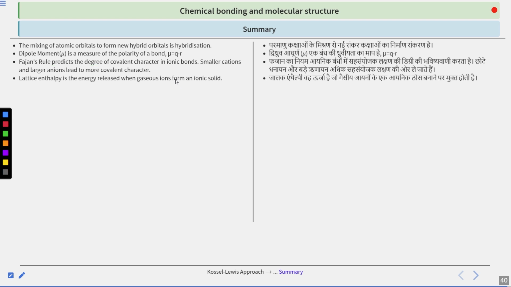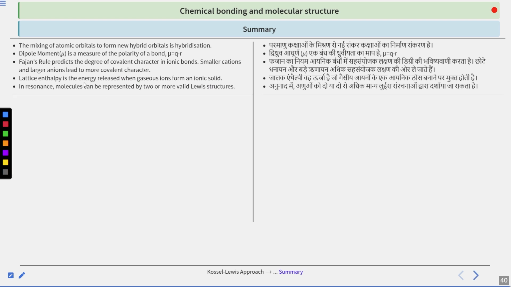Lattice enthalpy is the energy released when gaseous ions form an ionic solid. Suppose you take gaseous Na plus and gaseous Cl minus and combine them, then some energy is released due to the attractive interaction, and that is called your lattice enthalpy. That heat release is called lattice enthalpy.